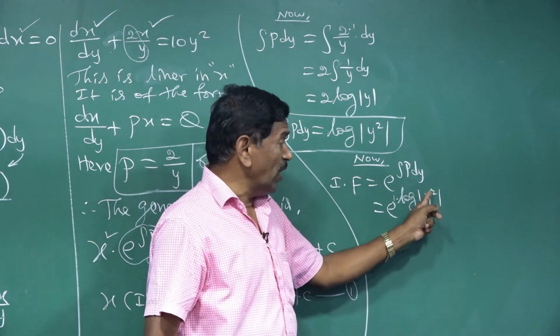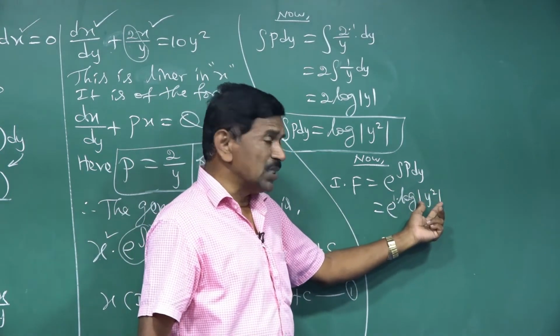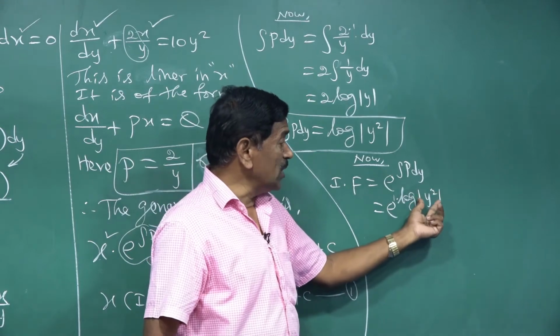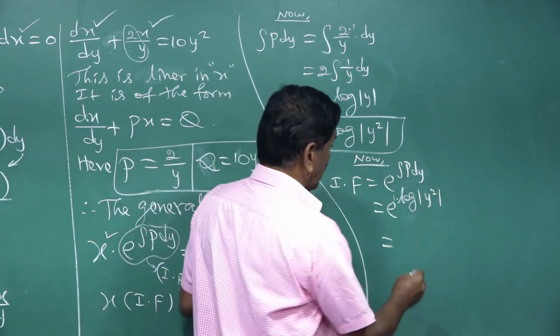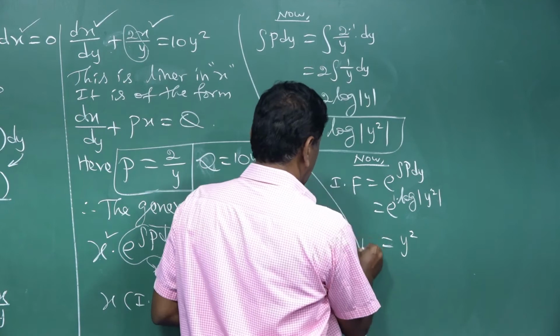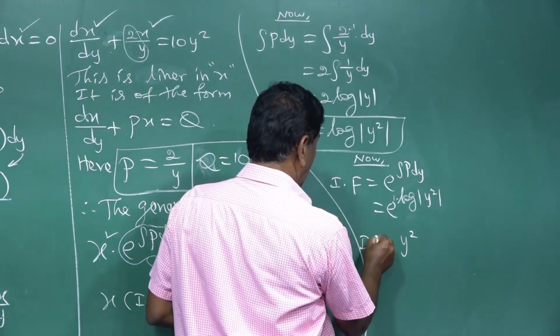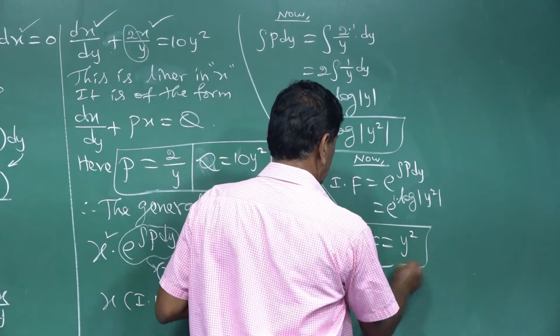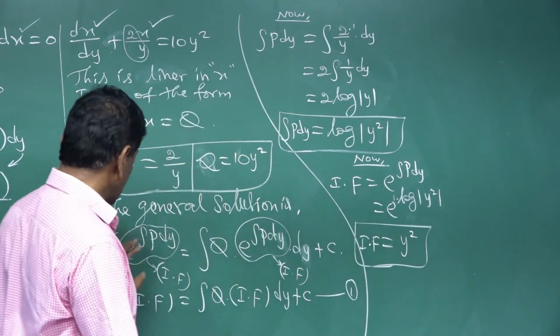See, a square is always positive and the modulus is always positive. Therefore, modulus y square equals y square, so it is enough to write y square. That's it, which is the integrating factor. So the integrating factor is equal to y square. The integrating factor equal to y square is ready.